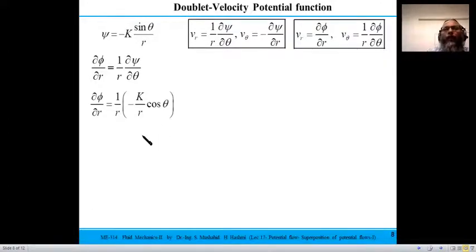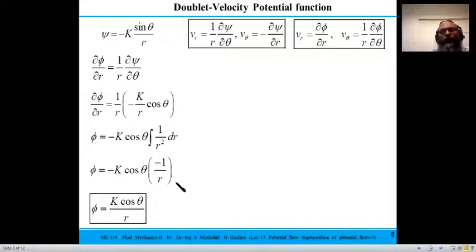So what I have done is 1/r, I have just differentiated psi with respect to theta. K is a constant, r is a constant because I am differentiating psi with respect to theta. So the derivative of sine theta would be cos theta, and I have put that in the bracket. Here phi can be worked out if we integrate with respect to r. K and cos theta are constants, so you have to integrate r to the power minus 2, and this integral would be minus 1 over r, and so you simply get k cos theta over r, with minus minus becoming plus.